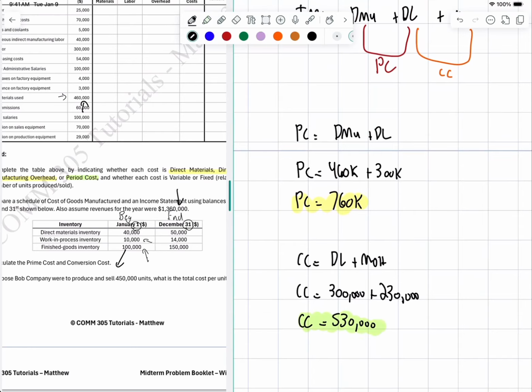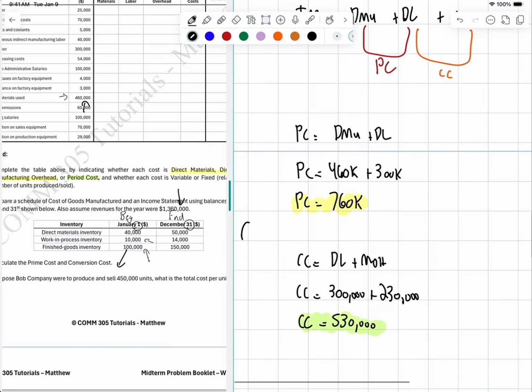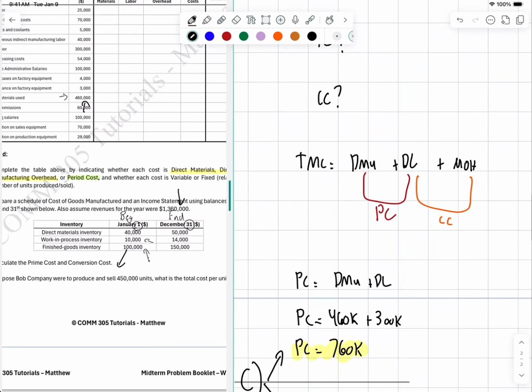Anyways, 530,000. That is your conversion cost. Sorry for ranting randomly about things, guys. Okay. So that is required C. We have our prime cost and our conversion cost. And the big thing is, guys, just remember my trick with the TMC, and you'll be able to get prime and conversion on your exam.